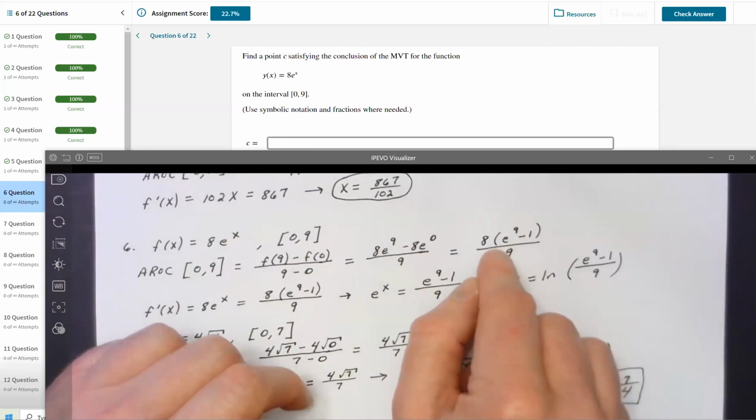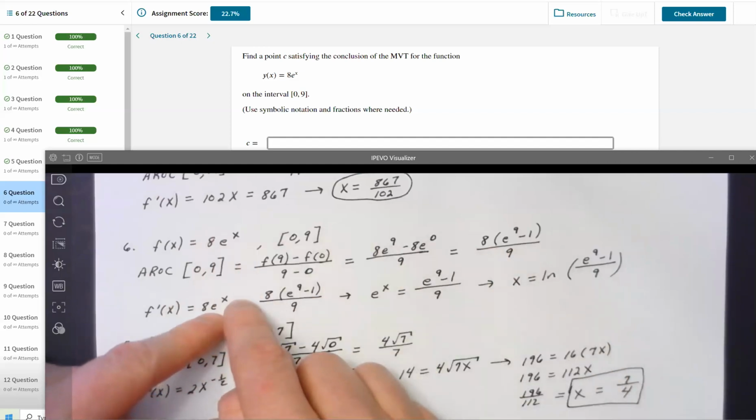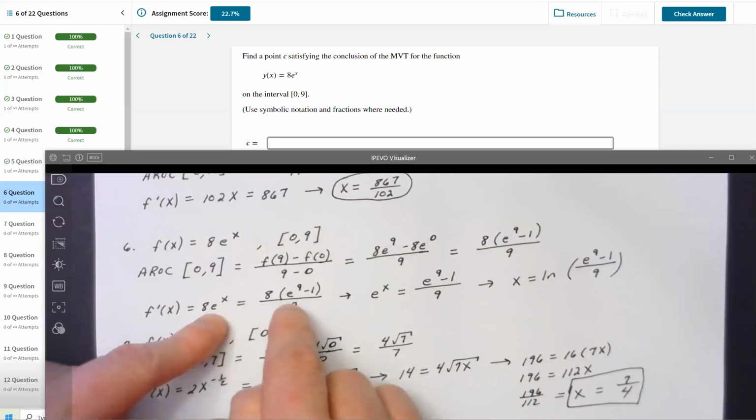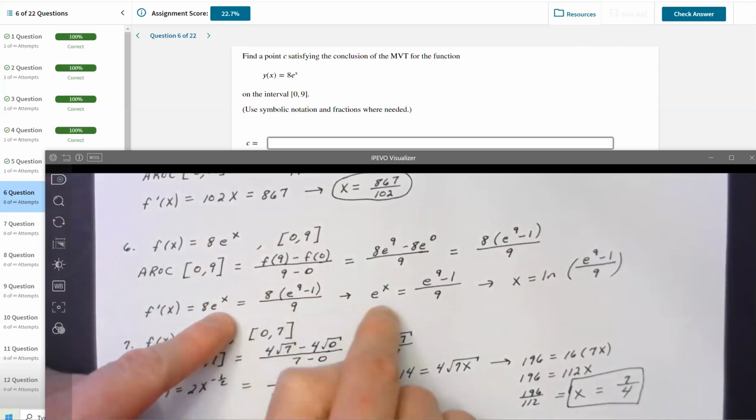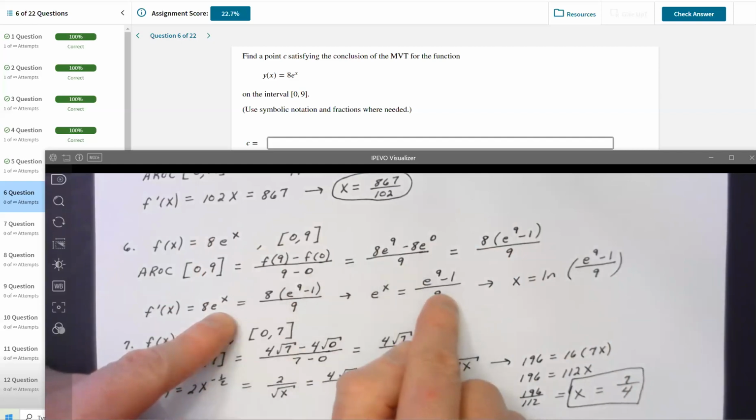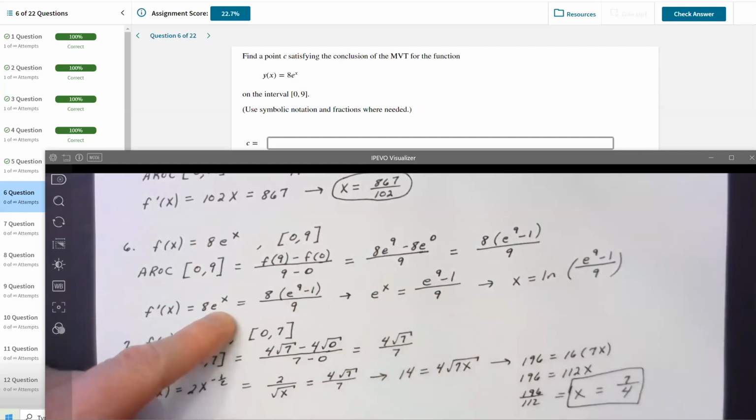I want to set my derivative equal to that. Well, the derivative of the function is just the function. The derivative of any exponential function is that exponential function. We take that, set it equal to my average rate of change, and in order to do that, all I'd have to do is divide by 8 on each side. When I divide by 8 on each side, I'll get e to the x is equal to this expression without that factor of 8 in the numerator. And then in order to solve for x, you just take the natural log of both sides, and we should get x is the natural log of (e to the 9th minus 1) over 9.